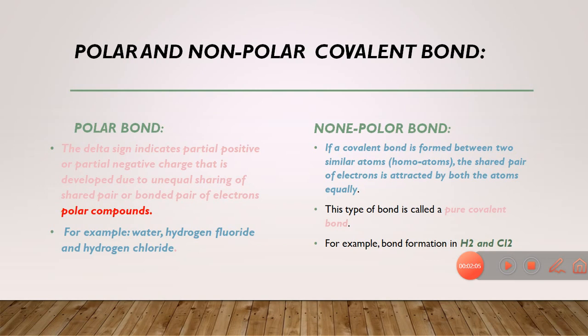Now how the non-polar bond is created: simply, when similar atoms join to each other with covalent bonding, this makes a non-polar bond. There is no difference of electronegativity between them, so this is the non-polar bond. It is also called the pure covalent bond because there is no difference in the electronegativity value.